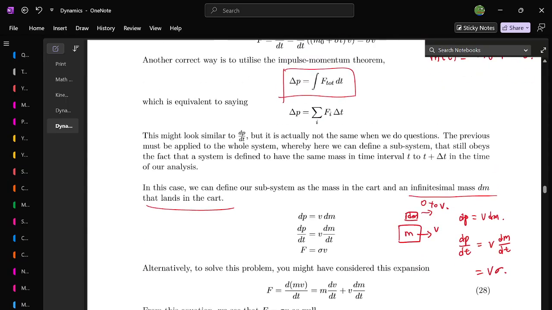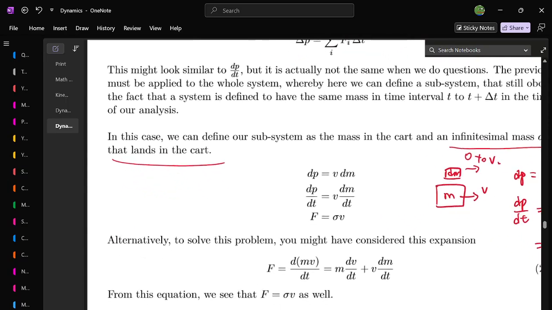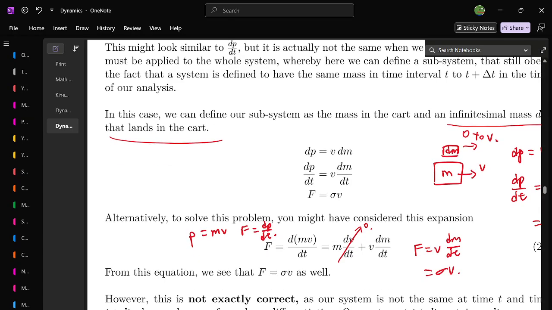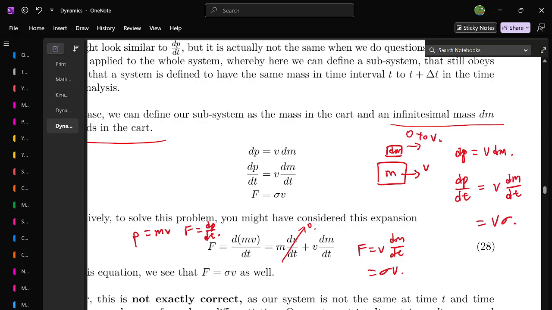Now, a third way you might have thought about is just to consider the expansion, right? P equals mv, F equals dp/dt, then you just substitute this in and use your product rule and you get this. And from this equation, because dv/dt is 0, your F is just v dm/dt, which is sigma v. Okay, so you get the right answer in this case.